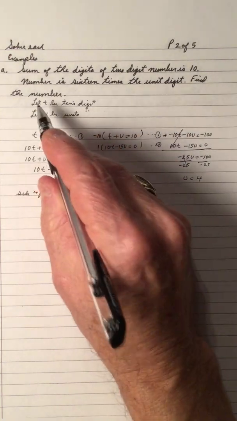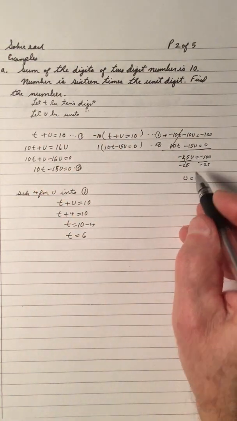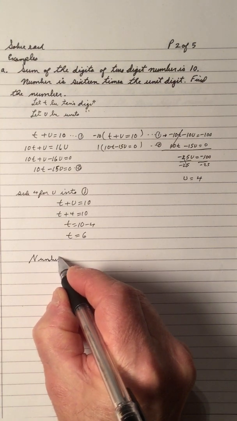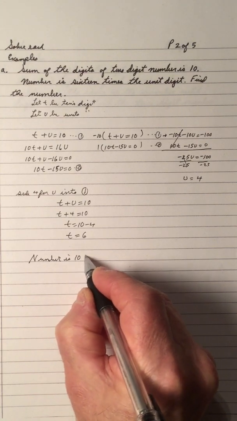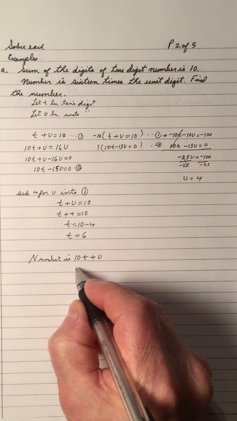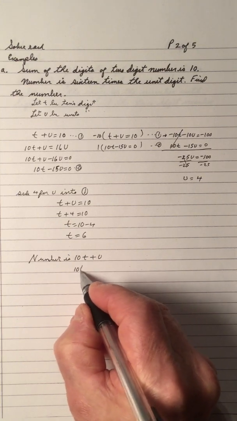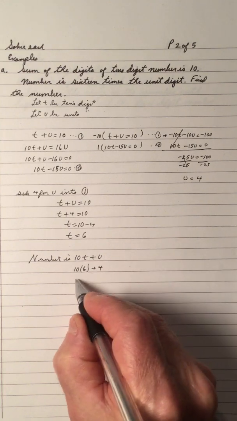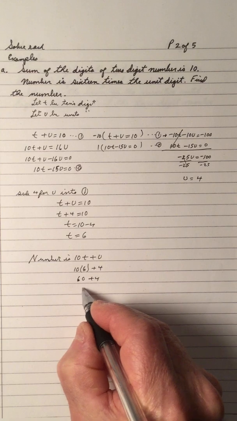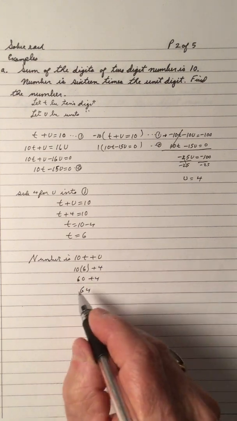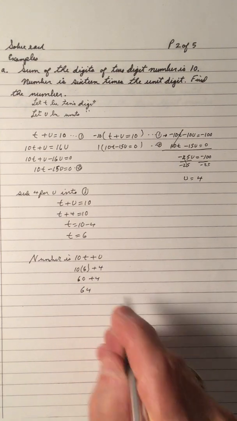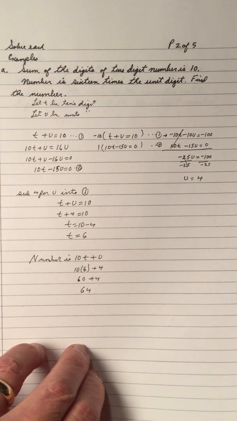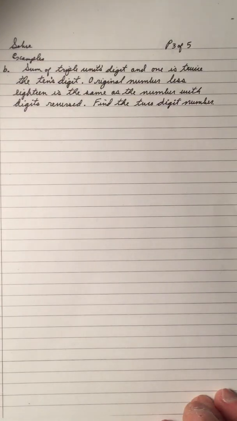And it says find the number. Well, I have the tens digit and the units digit. So the number is 10t plus u. So t is 6. The unit digit is 4. 60 plus 4 gives me 64 for the number. So the number is 64. And we have one solved. Let's do another one. Here we go.